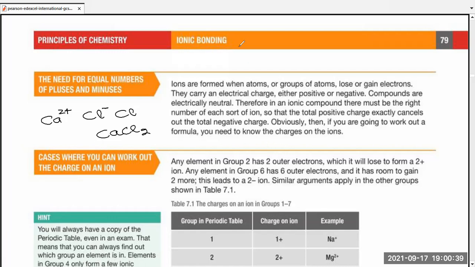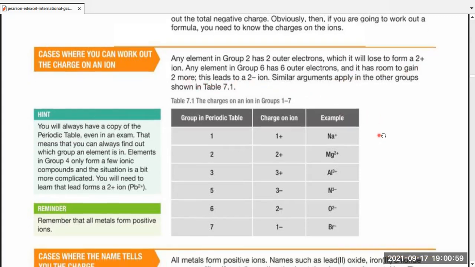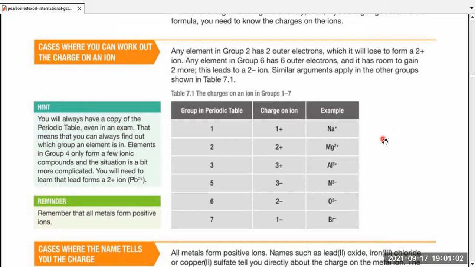Cases where you can work out the charge on an ion. Any element in group 2 has 2 outer electrons, which it will lose to form a 2+ ion. Any element in group 6 has 6 outer electrons, and it has room to gain 2 more. This leads to a 2− ion. So it's pretty easy to form a compound with those. Just like we formed magnesium oxide, in which magnesium was converted to the Mg²⁺ ion by the loss of 2 electrons, and oxygen was converted into the oxide ion by the gain of 2 electrons, so they balance one another.